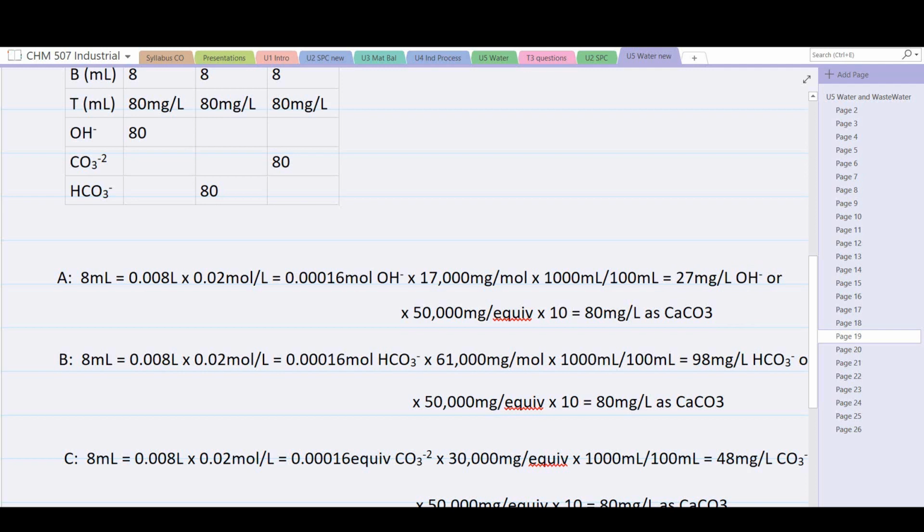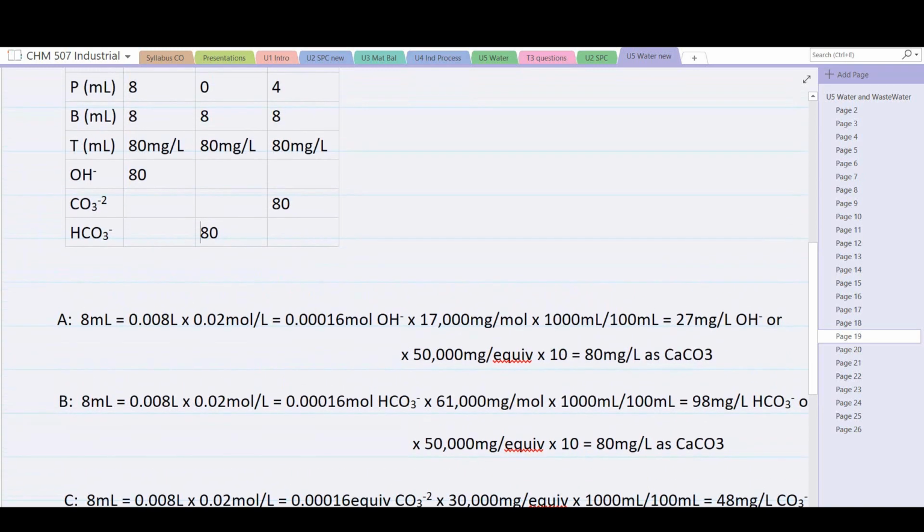But I can report it instead. I'll multiply by the equivalent weight of calcium carbonate instead of that of hydroxide. So I'll multiply the 0.0016 by 50,000 milligrams per equivalent of calcium carbonate times our dilution factor of 10 and report it as 80 milligrams per liter as calcium carbonate. These two numbers represent the same alkalinity. Indeed, they take the same amount of acid. In both cases, they would require 8 mils of the acid.